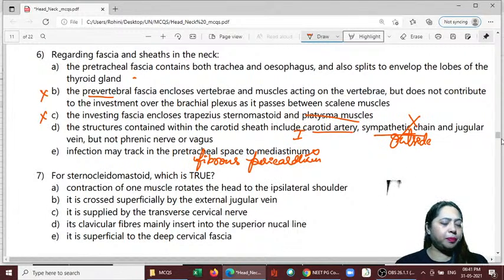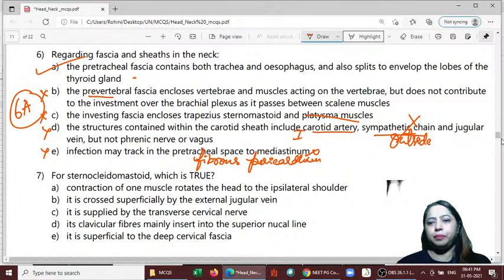So it will not track. This is also wrong. This is also wrong. So what is the answer? The answer is 6A. Okay. Next, seventh one. We'll go to the seventh one.